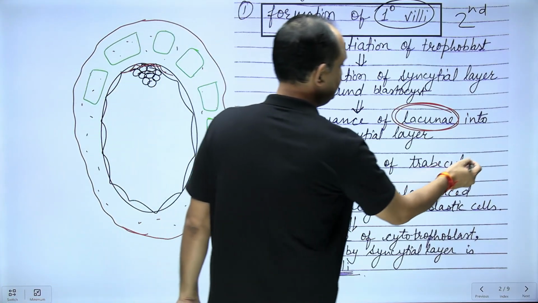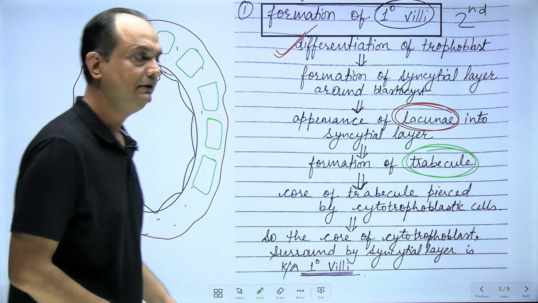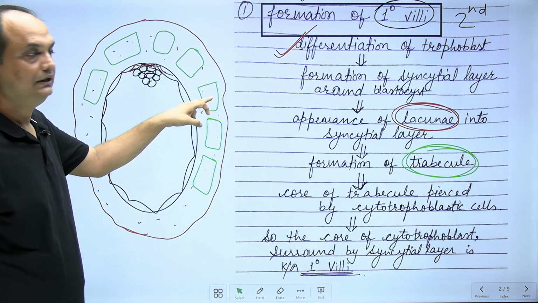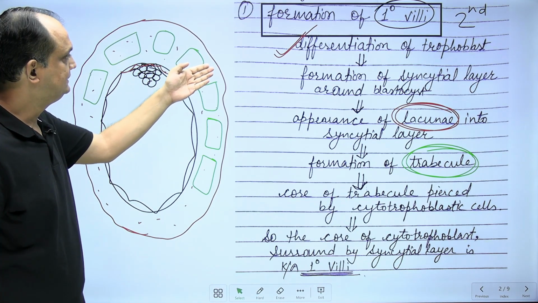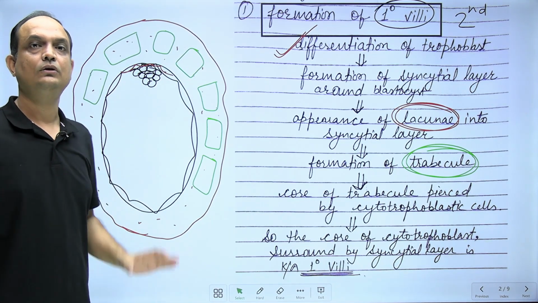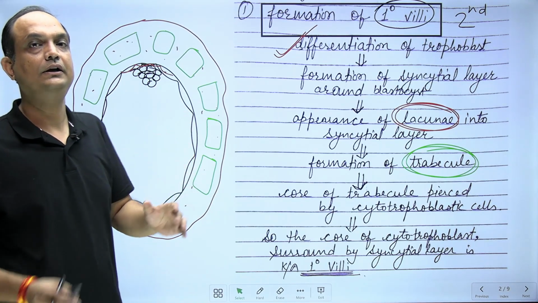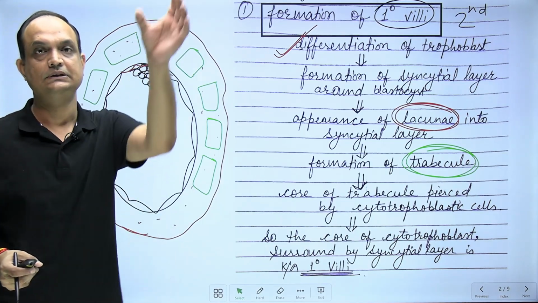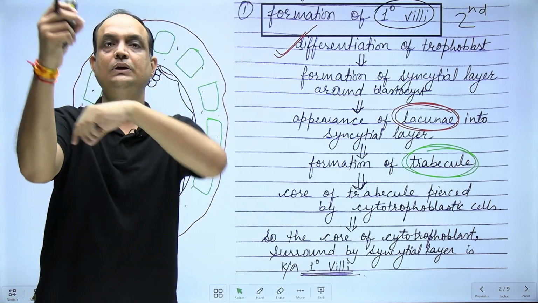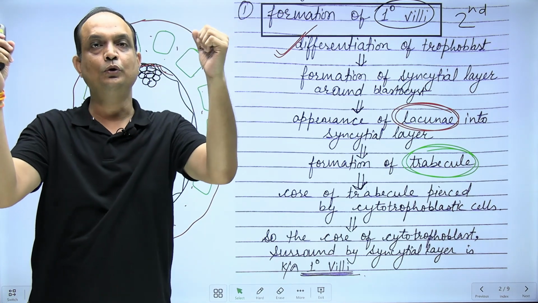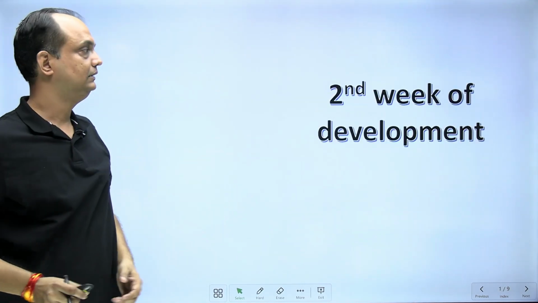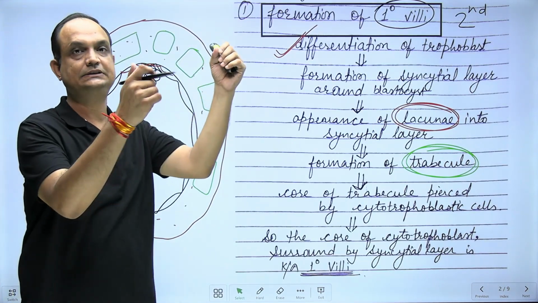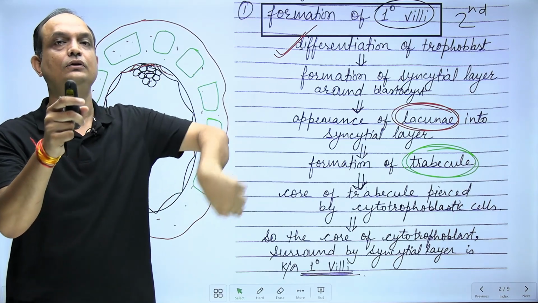Now, what will happen next? There is a formation of trabeculae. What is trabeculae? See here, this is one lacuna, this is another lacuna, and between the two lacunae you have this cord of syncytial layer. Just try to assume that you are in a very big building, with a hall with multiple pillars. You can rotate around one pillar, and around another pillar. These two pillars are made up of your syncytiotrophoblast, and the space between the two pillars is your lacunae.